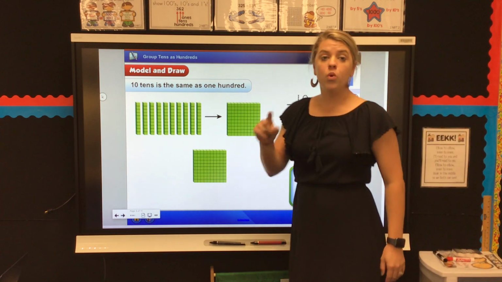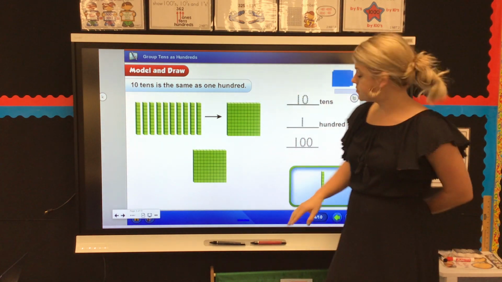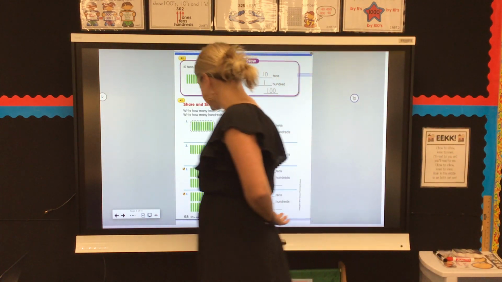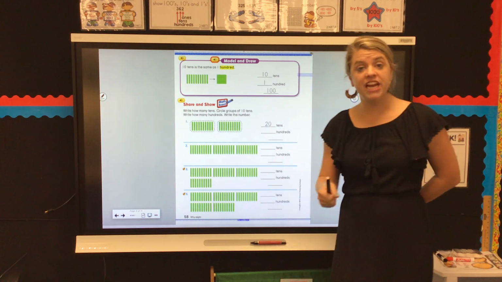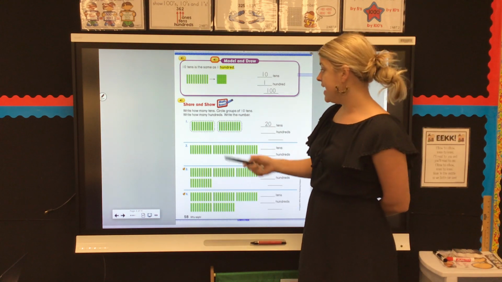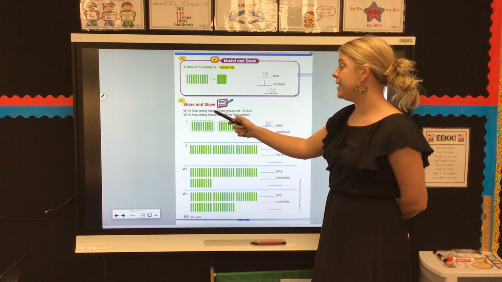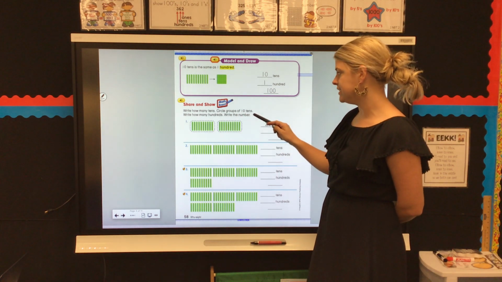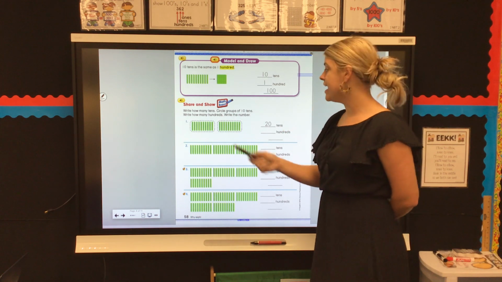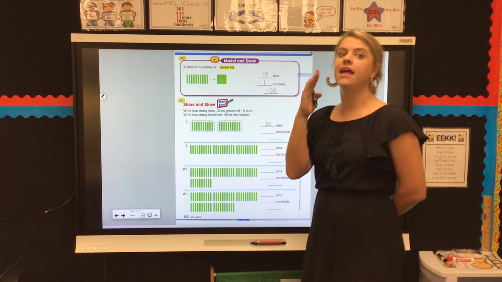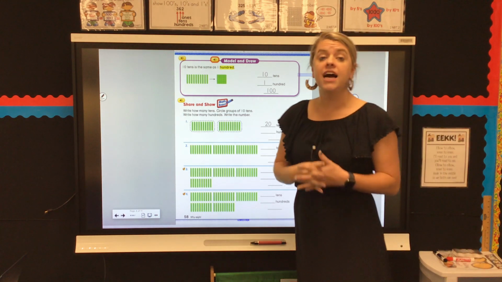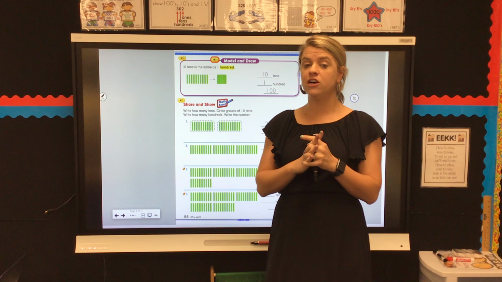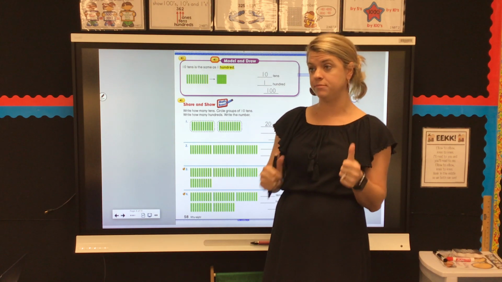Okay? Now, we're going to look down at number 1. Okay? Now, your page looks like this. We're going to look at the share and show section. It says, write how many 10 rods. Then circle groups of 10s to make 100 flat. And then write how many hundreds, and then we're going to write the value. So there's lots of steps to this. But if you follow the steps like Miss Gates tells you to, you should be perfectly good, okay?